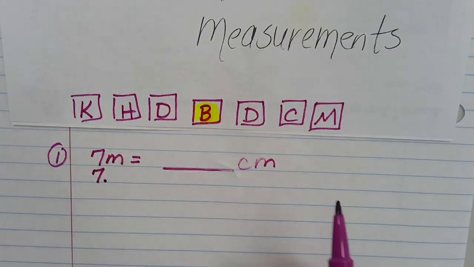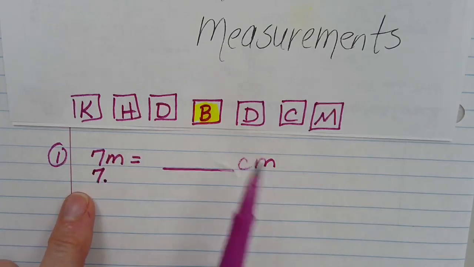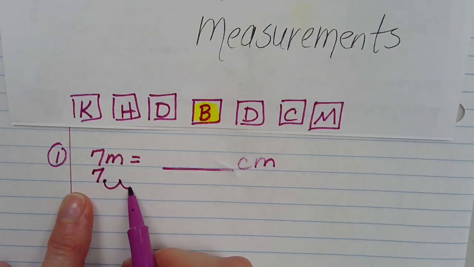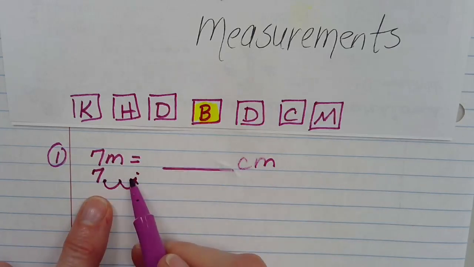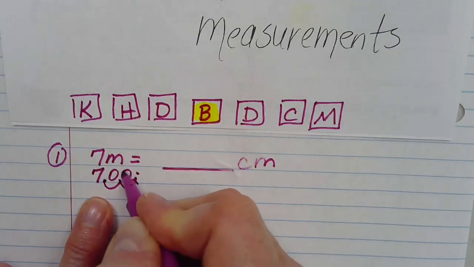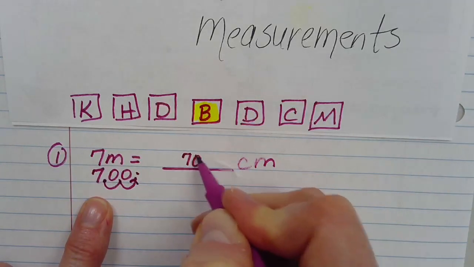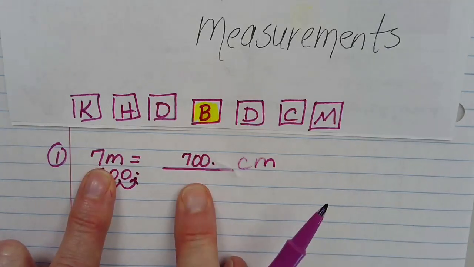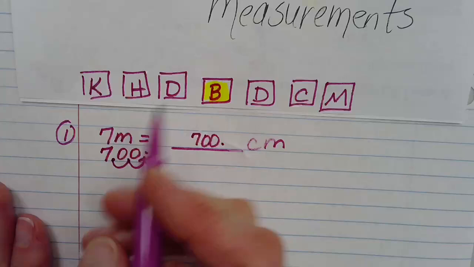I'm going to put the decimal at the end if I don't see it, and I'm going to move 1, 2 to the right. 1, 2. Decimal's at the end, and I've got 2 holes. I put in 2 zeros. It's 7, 0, 0. Decimal's at the end. 7 meters is 700 centimeters. Number 2.